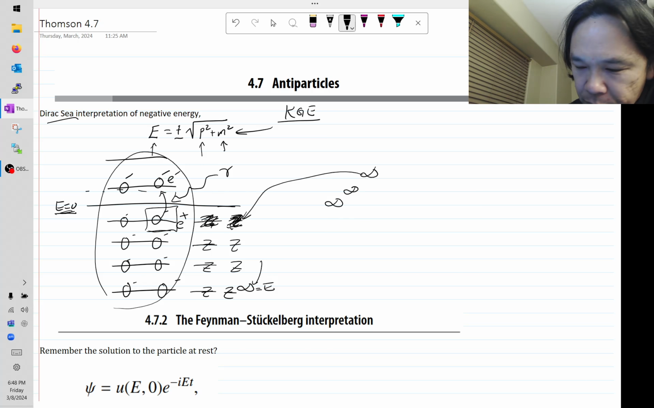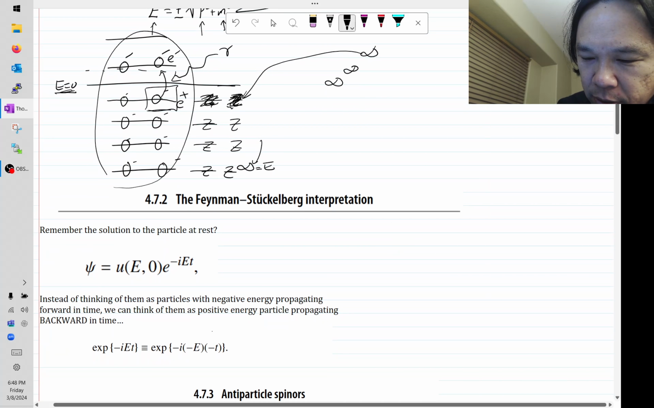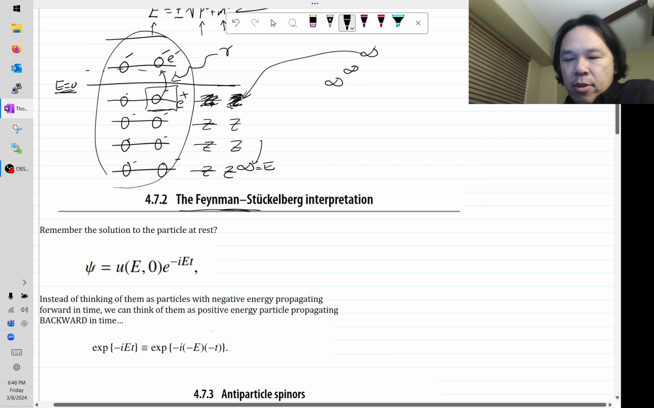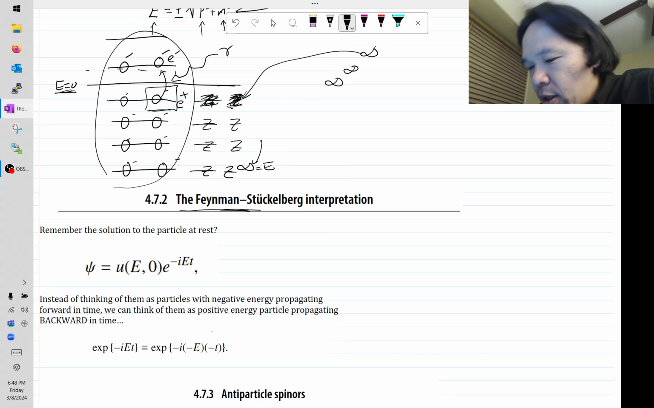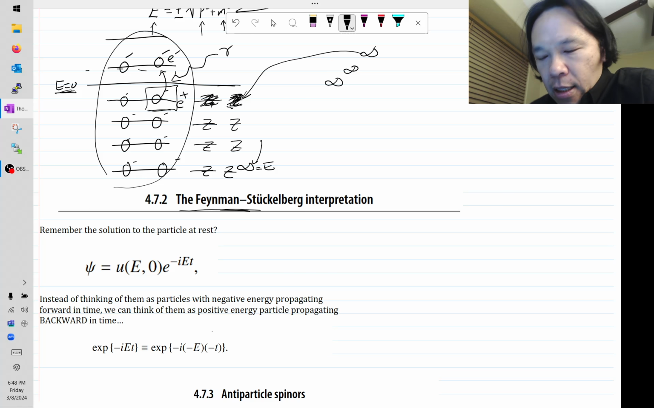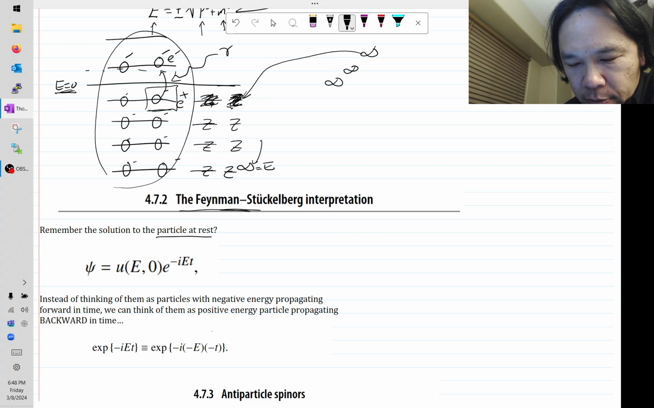Okay, so what's the solution to this? We kind of actually already see this, but what we're going to do is formalize this in this Feynman-Stueckelberg interpretation, where let's just start with the simplest case, where we have a particle at rest in the solution to the Dirac equation, right?